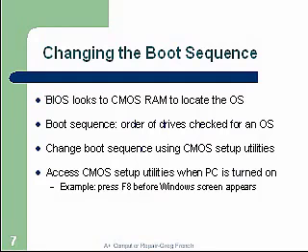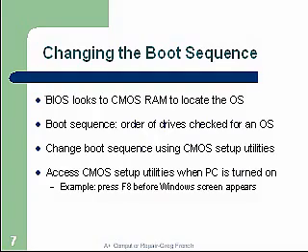Changing the boot sequence. BIOS looks to CMOS RAM to locate the operating system. Boot sequence, order of drives checked for the OS. Now, normally I have my computer set up so the CD-ROM is booted first, or looked at first, for an operating system, and then the hard drive. That way, if the hard drive isn't functioning or I want to boot a computer from a CD-ROM, I can do that without having changed the BIOS. But in your BIOS, you do have a boot order. Might be floppy drive, hard drive, CD-ROM, flash drive, any of those combinations. We can change that sequence.